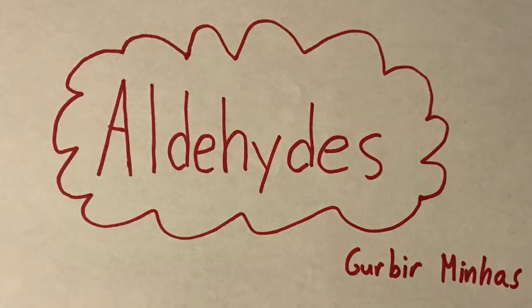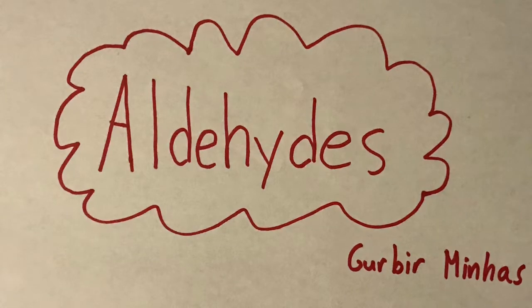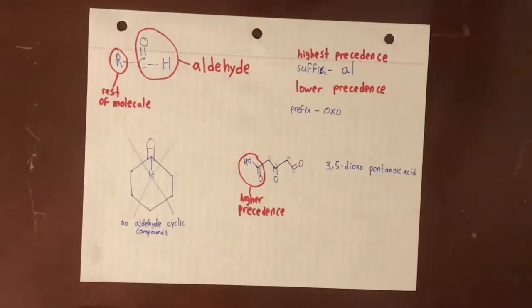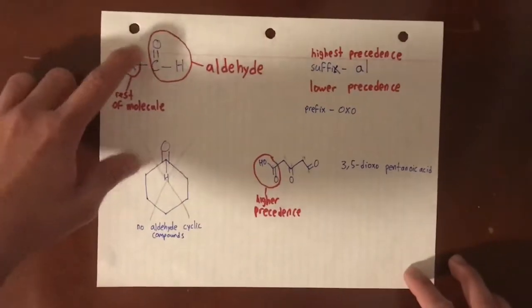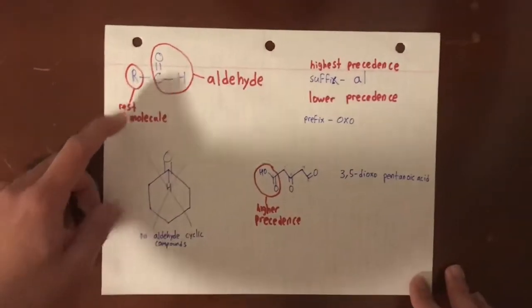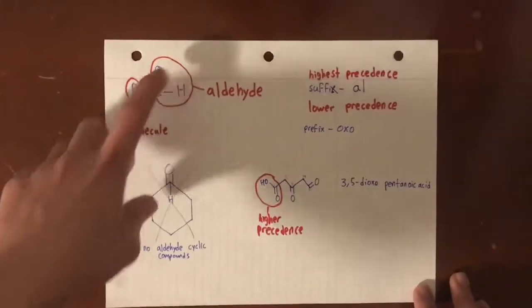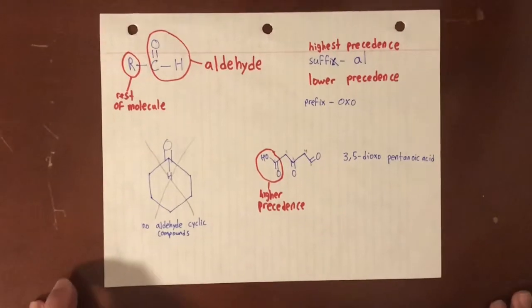In this video, you will learn how to name and draw aldehydes, as well as learn about reactions involving aldehydes. An aldehyde can be shown as R bonded to C, O double bonded to C, and H bonded to C, where R is the rest of the molecule and this is the aldehyde. An aldehyde is a terminal functional group as it only occurs at the end of the carbon chain.